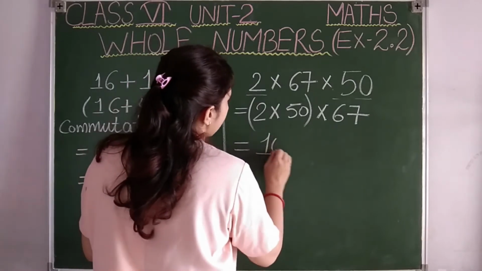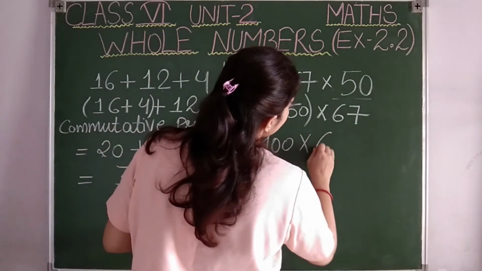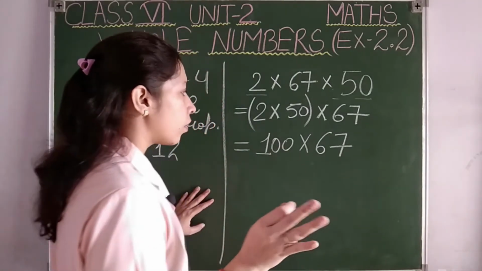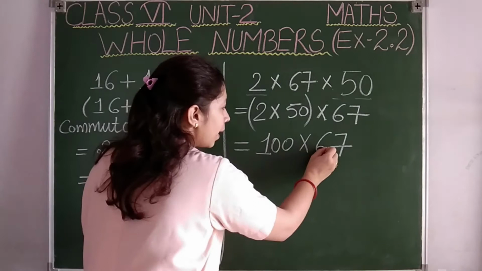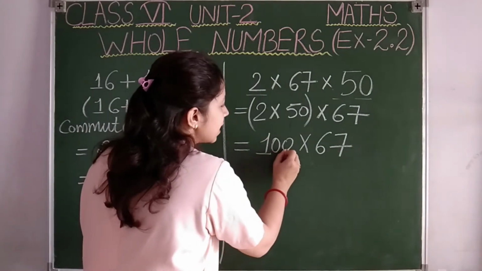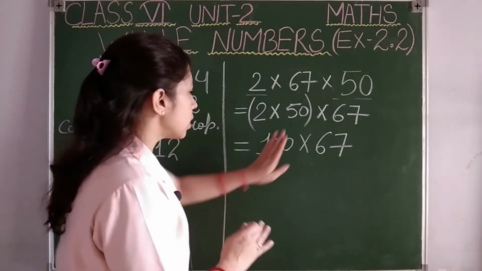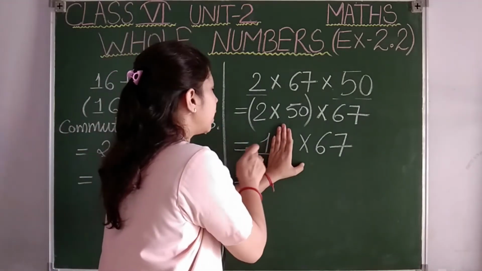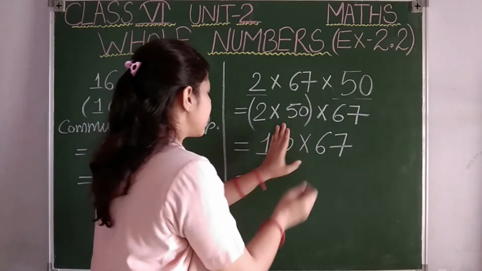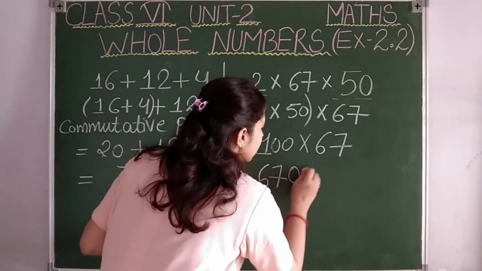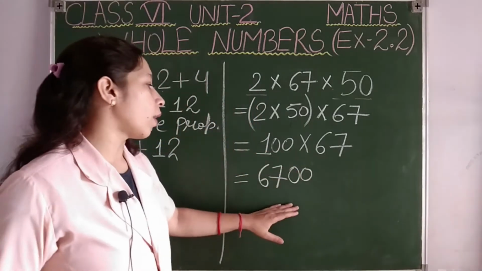2 into 50 is 100, then 100 into 67. Okay, students. Now this is already clear to you that while multiplying, if a number ends in 0, then what you have to do? You have to ignore those zeros and just multiply the numbers left. 67 ones are 67. Why have we ignored this number? Because it is very obvious that in the answer that number of zeros is going to come at the end.